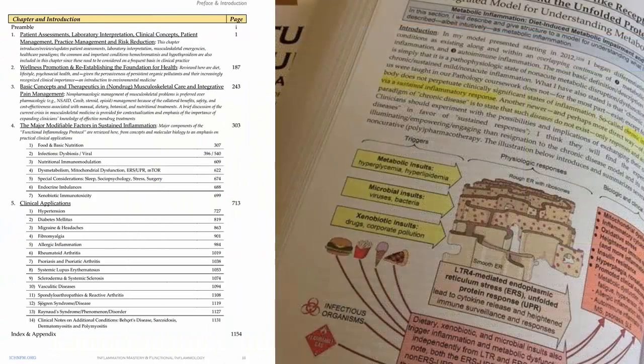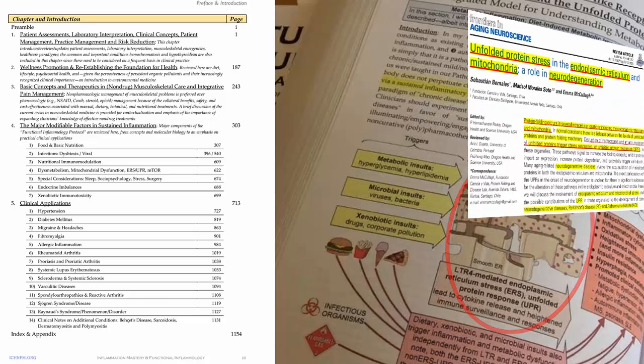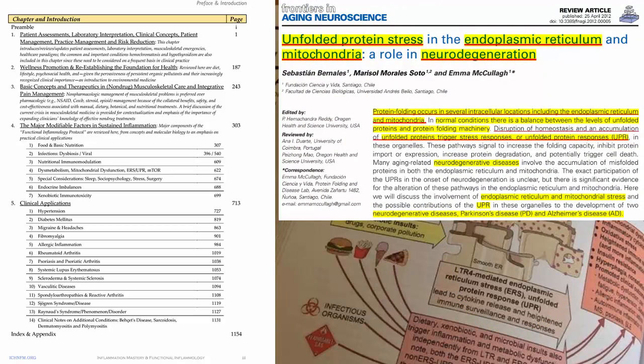This page from a different chapter provides you a graphic illustration of endoplasmic reticulum stress and the resultant unfolded protein response. You'll see that the triggers for endoplasmic reticulum stress include metabolic insults such as hyperglycemia and hyperlipidemia, microbial insults from viruses and bacteria, and also xenobiotic insults from drugs and corporate pollution. All of those can feed into and exacerbate endoplasmic reticulum stress, which leads to the unfolded protein response, and that, of course, contributes to sustained inflammation.